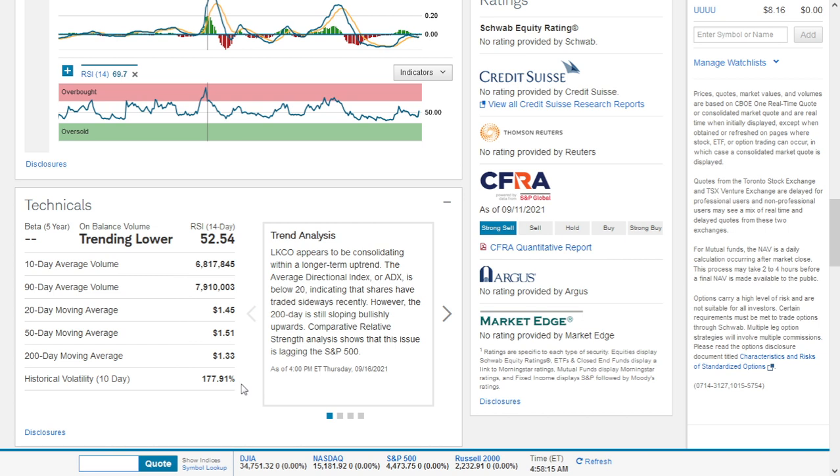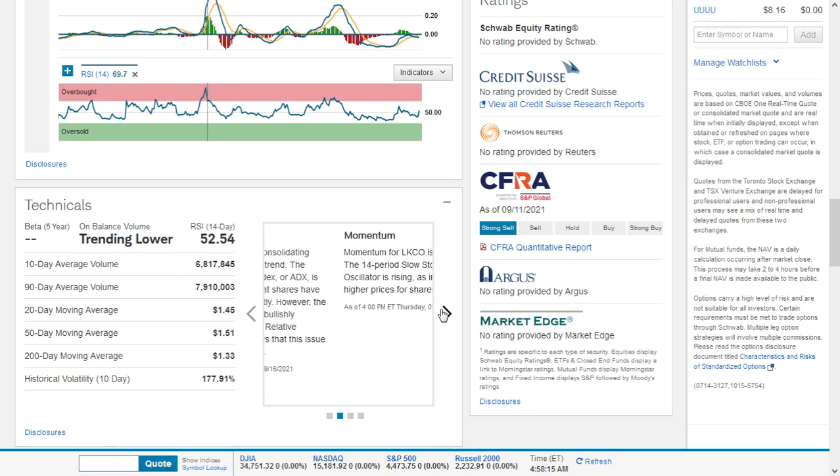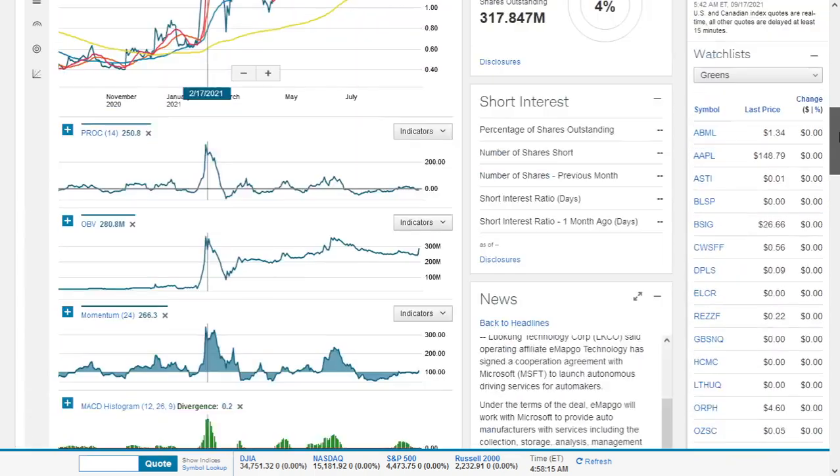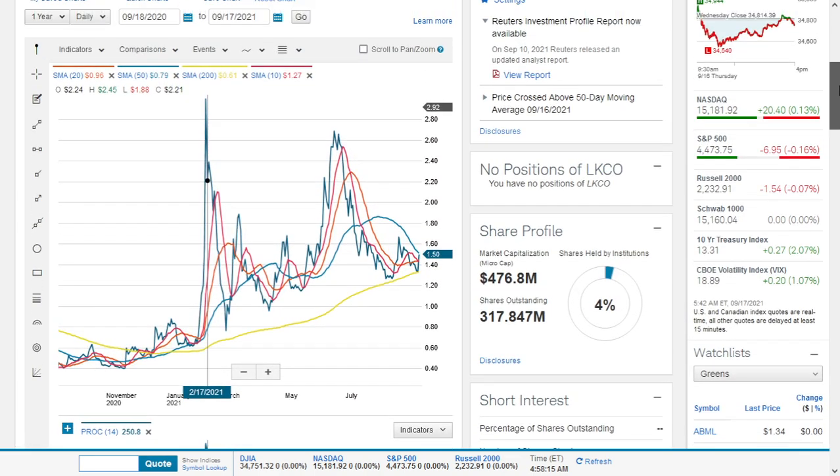All in all, it appears to be consolidating within a longer-term uptrend as we indicated earlier. The average directional index, or ADX, is below 20, indicating that the shares have traded sideways recently. However, the 200-day moving average is still sloping bullishly upwards. The stock is underperforming the S&P 500. Momentum is strongly bullish. The 14-period stochastic oscillator is rising as investors pay higher prices for shares. The on-balance volume indicator shows that longer-term selling pressure is giving way to near-term accumulation by traders. So the stock looks good, and it's still a penny stock and still trading within its short and intermediate moving averages.